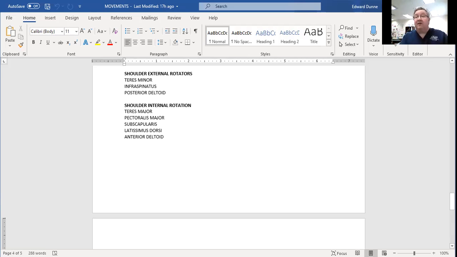The final muscle that does internal rotation of the shoulder is the anterior deltoid. Anterior deltoid has its origin on the lateral third of the clavicle. So it's coming from here. So it's on the anterior side, and it inserts into the deltoid tuberosity. So when it contracts, it brings the humerus inwards. Hence, it does shoulder internal rotation.